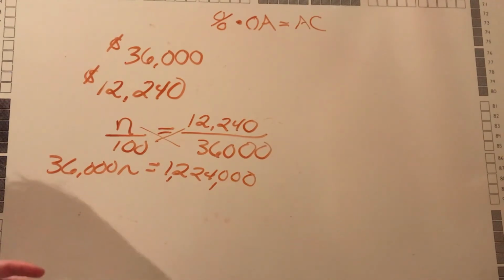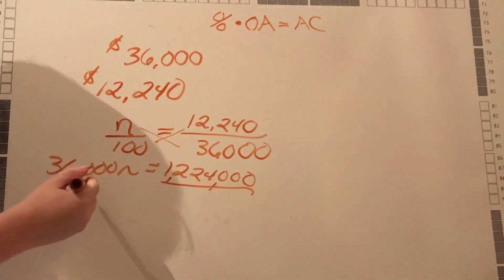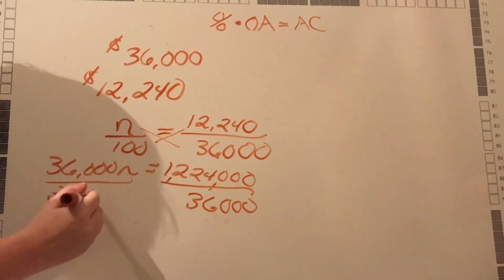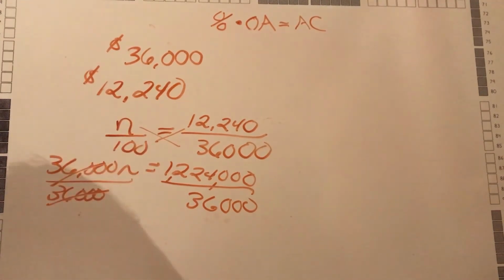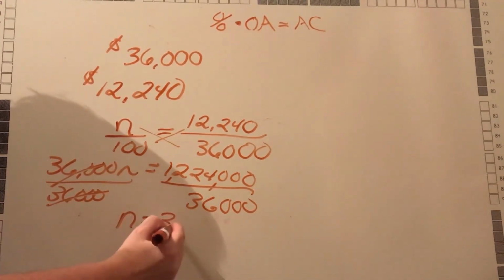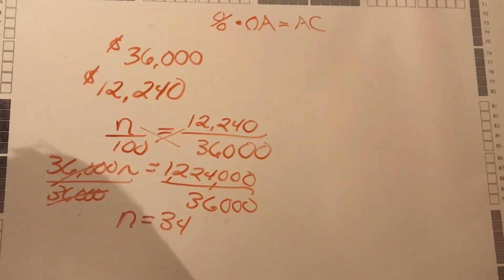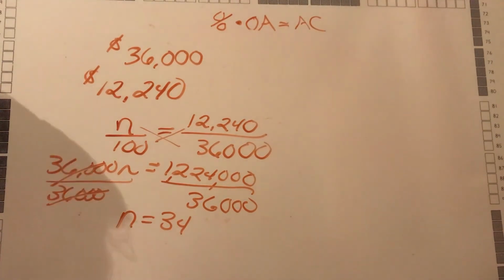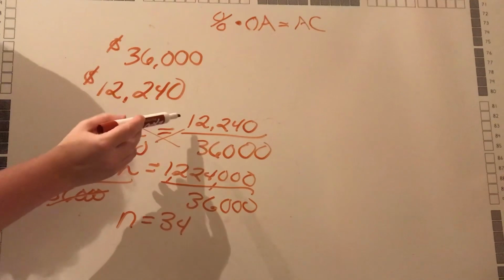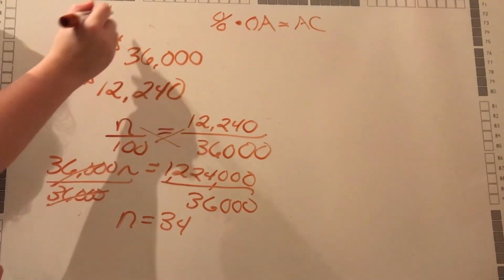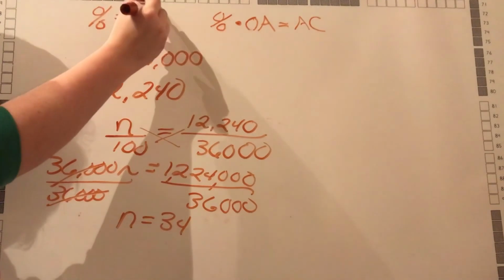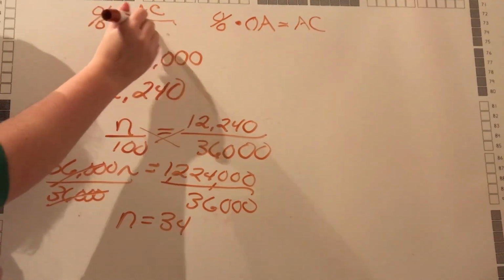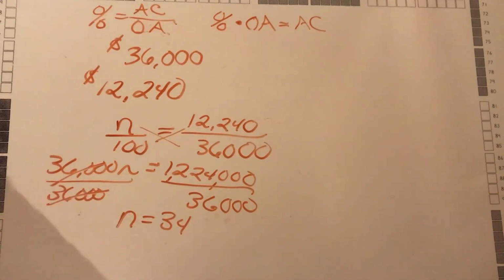And then, from there, you would take this number and divide it by 36,000, to solve for n. And they have that n equals 34. And we would then say, well, 34% of his earnings go to rent. I bet if all you did was take this original formula from yesterday, which was amount change over original amount, you could find that percentage.